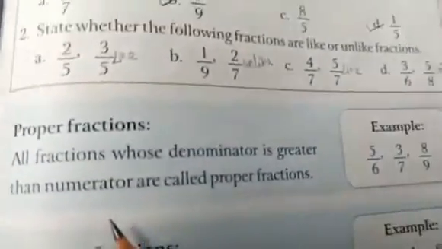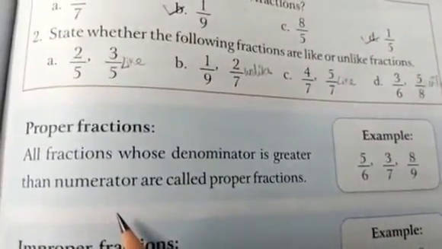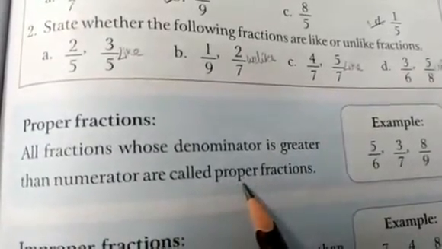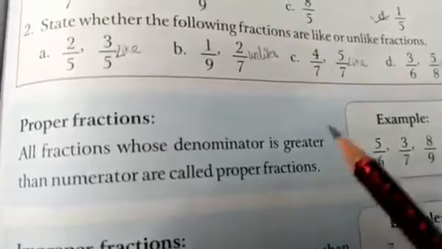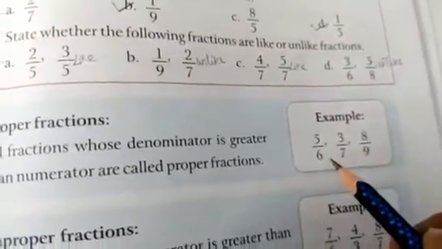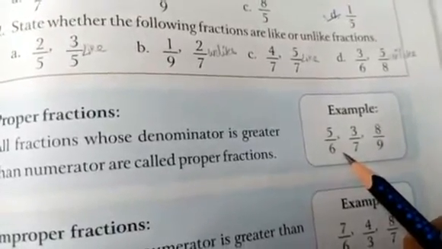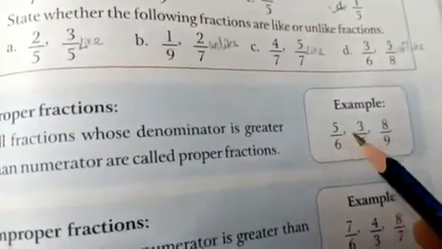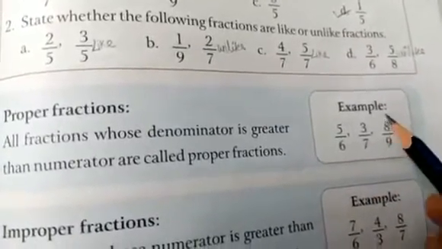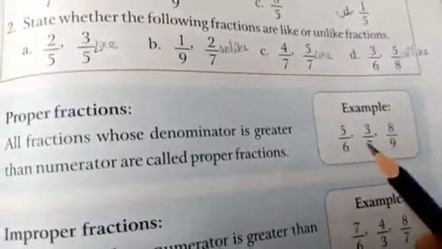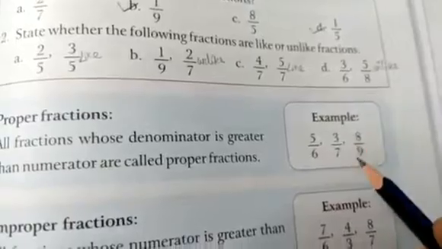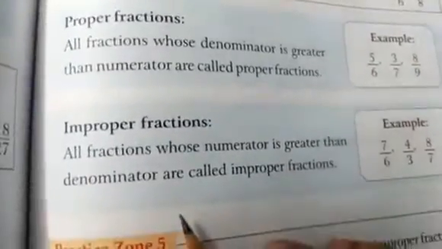Now proper fraction. All fractions whose denominator is greater than numerator are called proper fractions. The fractions in which denominator is greater than the numerator, that is the proper fraction. जिसके denominators बड़े रहेंगे और numerators छोटे रहेंगे वो fraction proper है. For example 5 upon 6, 3 upon 7 and 8 upon 9.